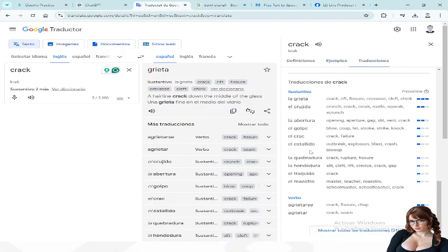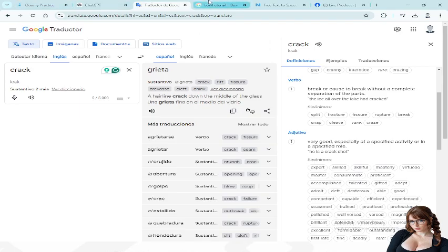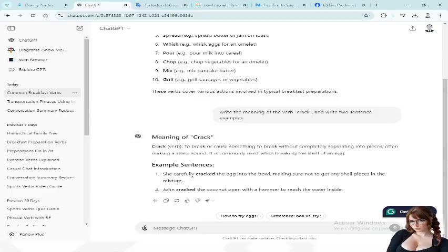We have different synonyms here. Okay. The meaning of the word is, based on ChatGPT: to break or cause something to break without completely separation into pieces, often making a sharp sound.